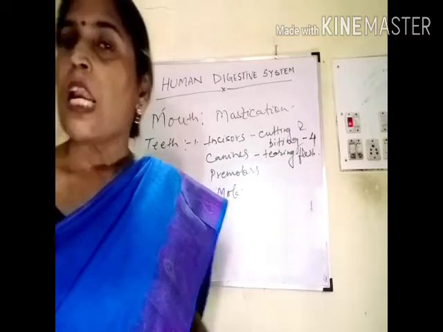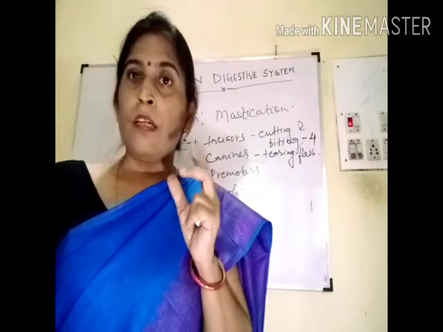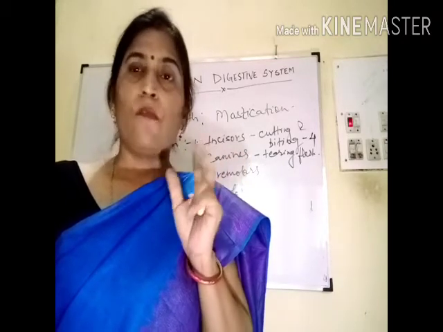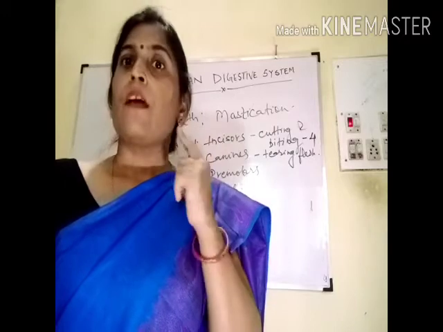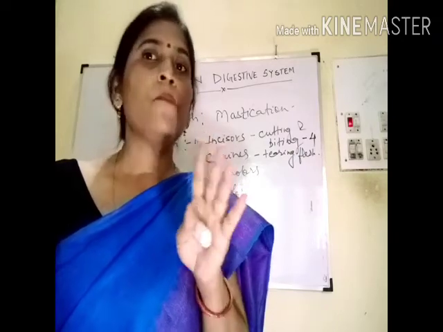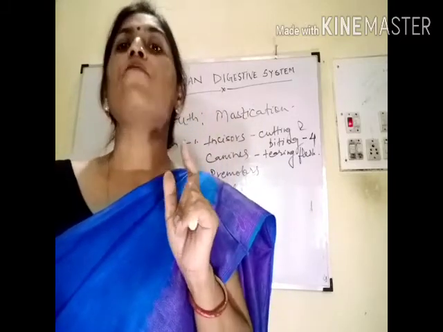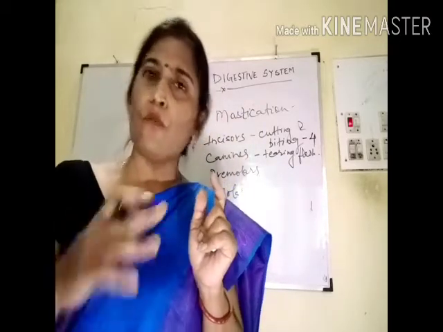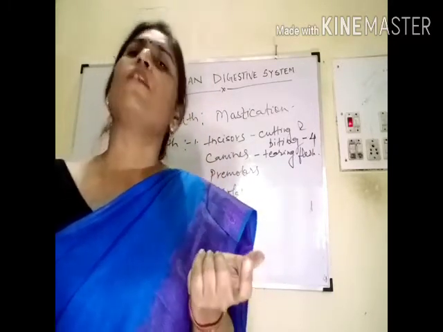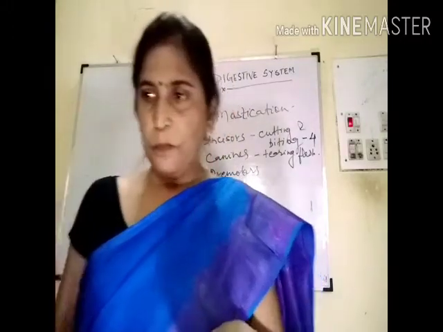The last pair of molars are known as wisdom teeth. How many teeth do we have? 32 in number. But have you counted? We don't have 32 teeth. Normally we have 28 teeth. The last four teeth come up after the age of 20. They are called wisdom teeth. It's not necessary that all four teeth come. Maybe sometimes two teeth, or sometimes one, or maybe it will not come. They are called wisdom teeth, and they are not of very much use.